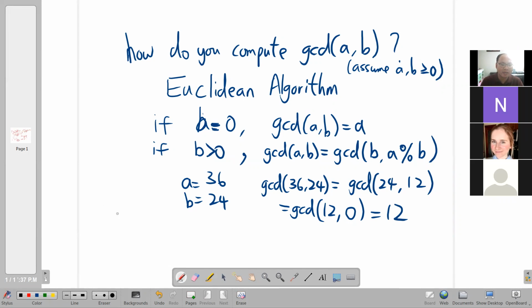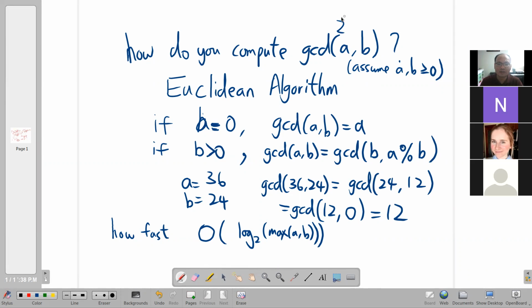Okay. And the Euclidean algorithm, how fast is it? I don't know if you've seen this before, but basically it's log base 2 of the maximum of A and B. So you take the bigger of the two numbers, take the log of base 2, that's how many steps it takes.